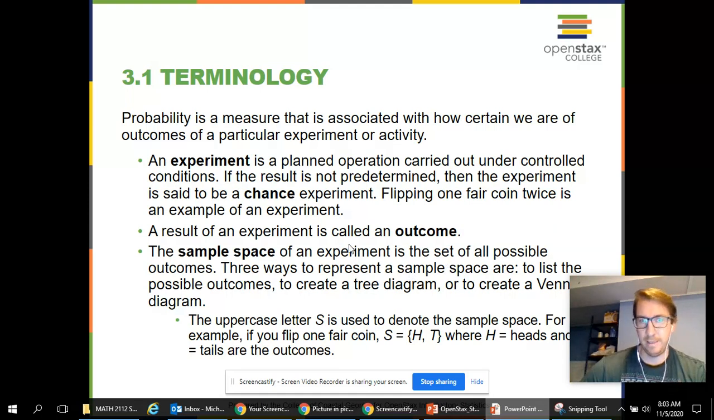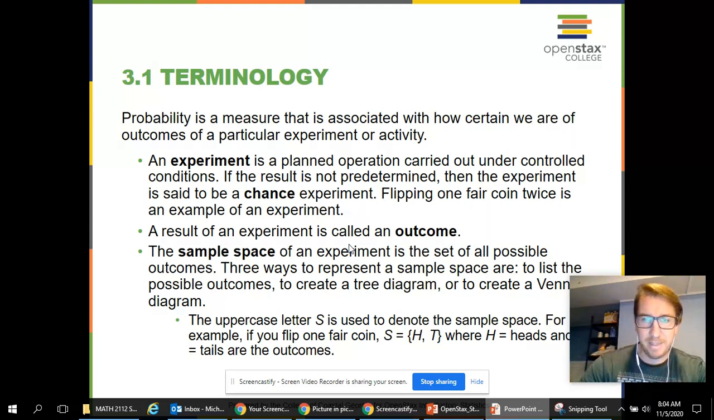And chance is the chance of something happening, but it's the probability of something happening. And so we're going to have the probability for success, the probability for failure inside of all these calculations. So flipping one fair coin twice, that's an example of an experiment. The result of the experiment, that's just called the outcome.